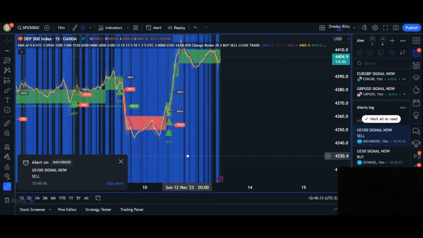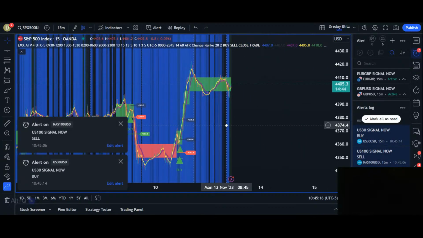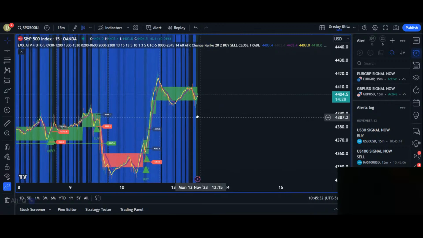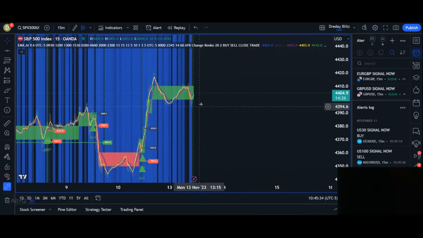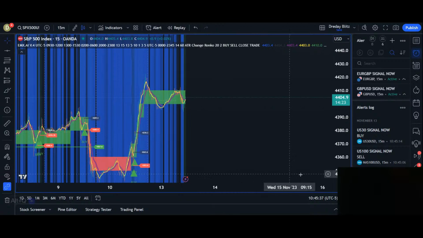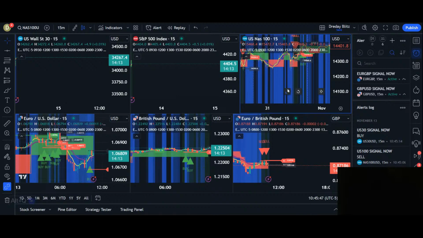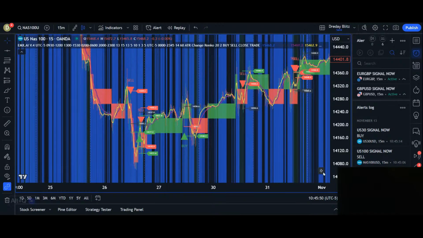So NASDAQ still sell. We have a sell signal. And you have US 30 as a buy. So S&P 500, nothing so far. Let's look at NASDAQ.